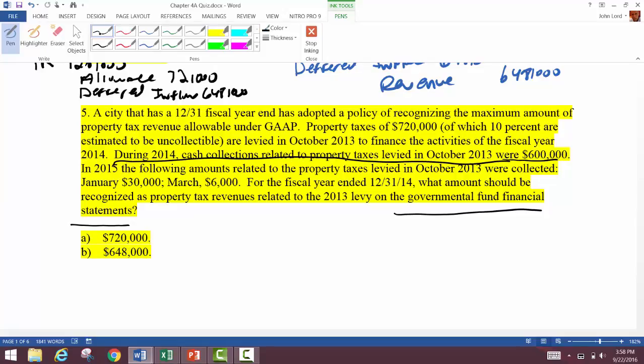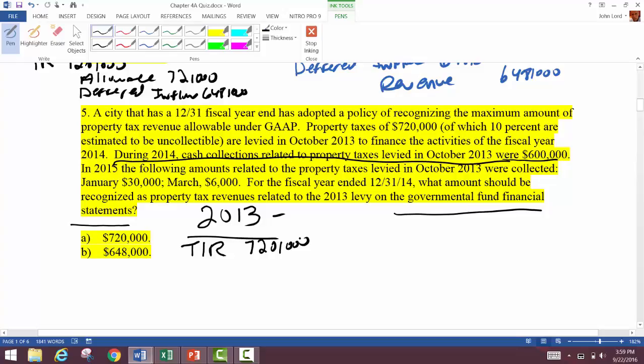All right. So anyway, I'll stop there. Okay, so what happens? In 2013, when I mail out the tax bills, what journal entry should I make? They levied the taxes in 2013, didn't they? So what journal entry should I make when I mail out the tax bills at $720,000? Good. Debit taxes receivable, $720,000. Good. Am I going to collect that 10%? So I'm going to go ahead and set up the allowance for the $72,000, right?